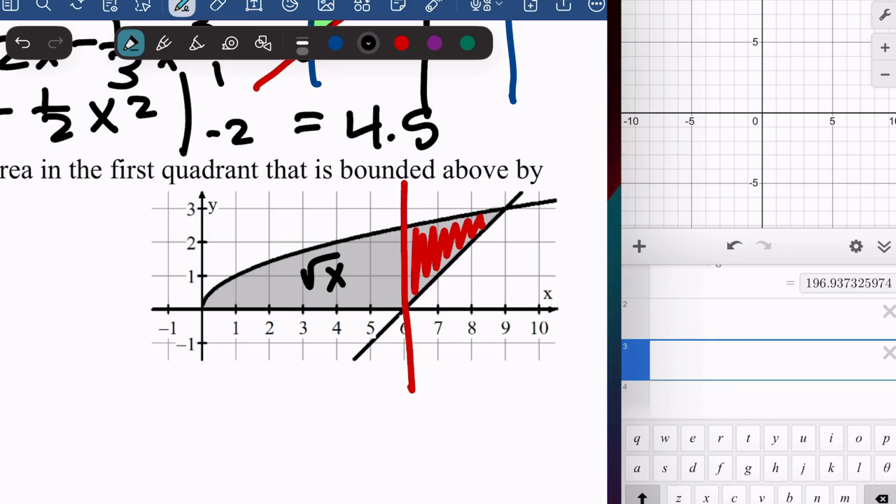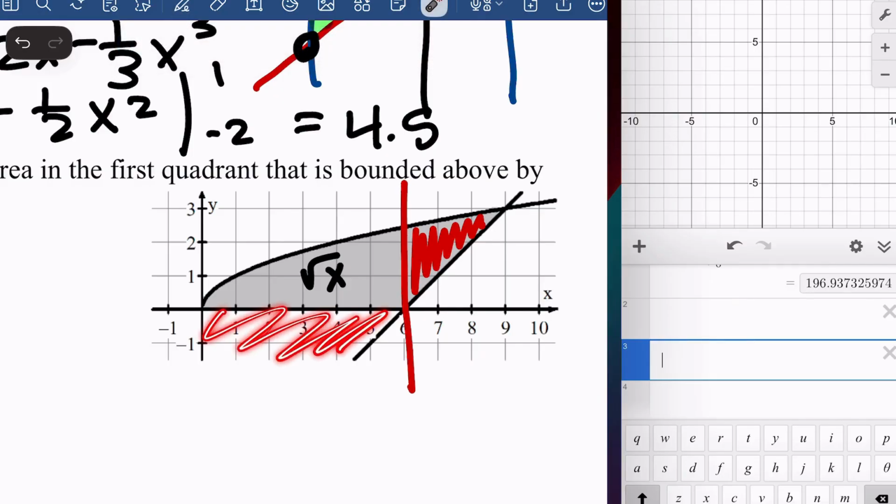Again, it would be different if they also shaded this region down here. Then it would be between the two functions the entire time. But since they only want that positive area above the x-axis, that means we're really only looking at the area between the two functions after x equals 6. So where I highlighted in red.